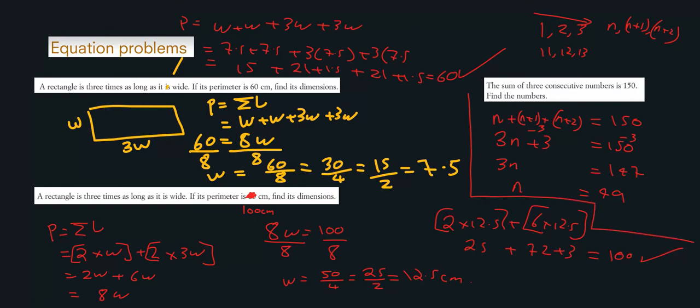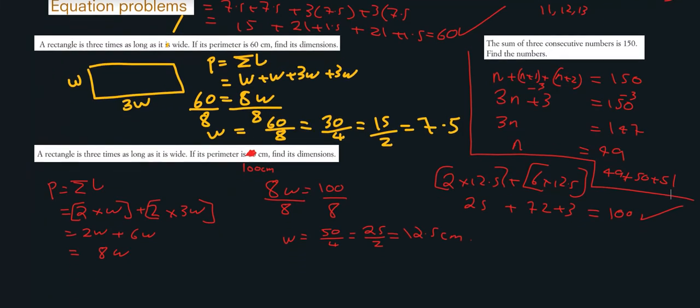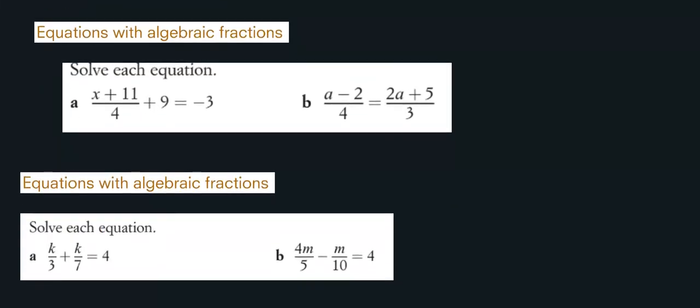Okay, so 49 plus 50 plus 51 makes 150. So we know that we've got the correct solution, and I'd really encourage you to go back and test whether your answer is correct with the information you are given in the question. Okay, so let's move on.